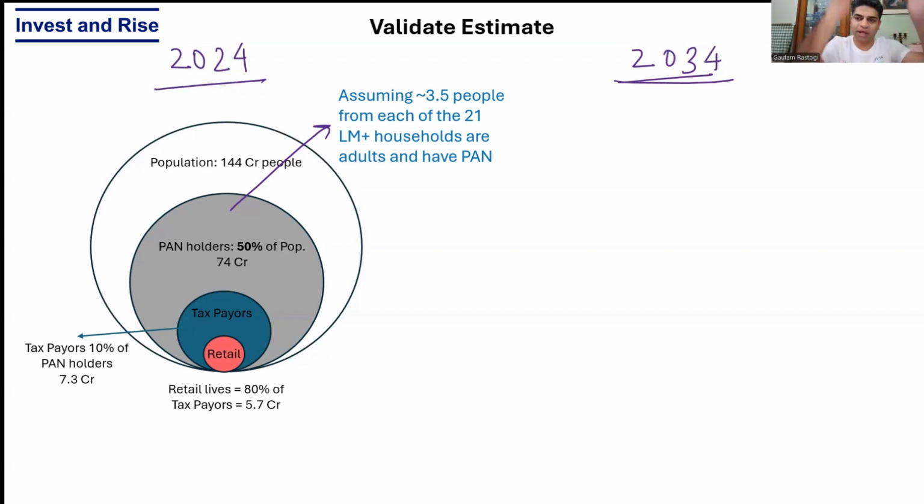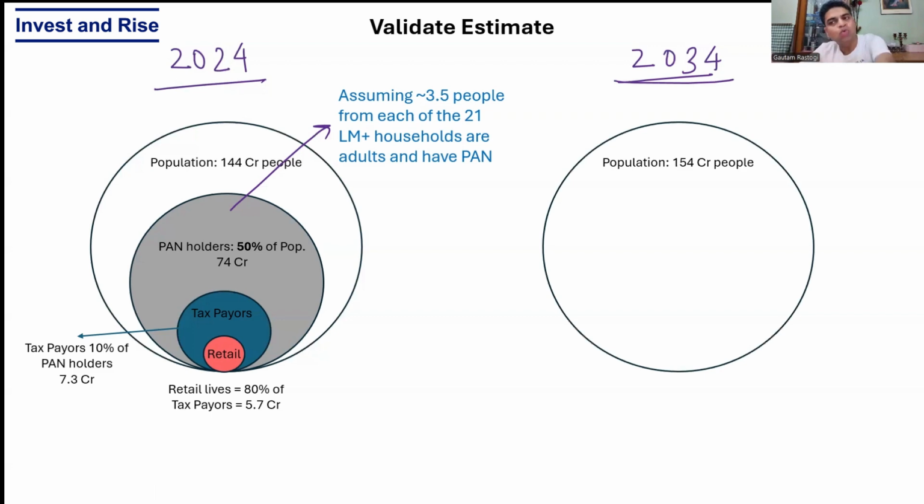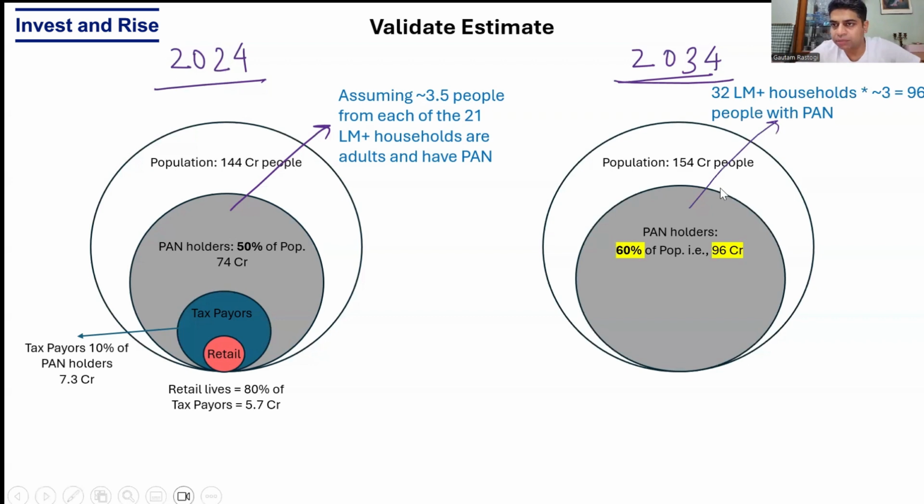Anyway, this is as of today in 2024. In 2034, there will be 154 CR people. The number of lower middle and above households would increase from 21 CR to 32 CR. Assuming 3 adults per household, of course there would be 4 members per household, लेकिन assume कर लेते हैं कि there would be 3 adults per household. So there would be 96 CR PAN holders in India 10 years from now, which is 60% of the population.